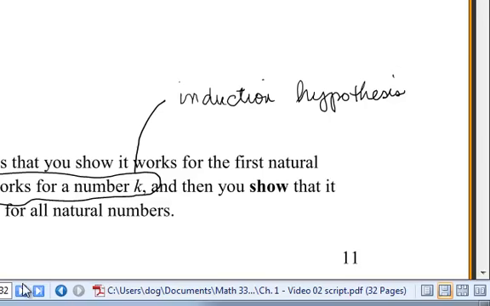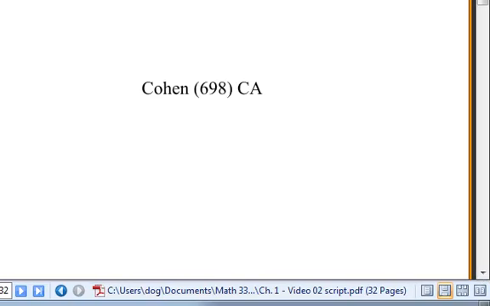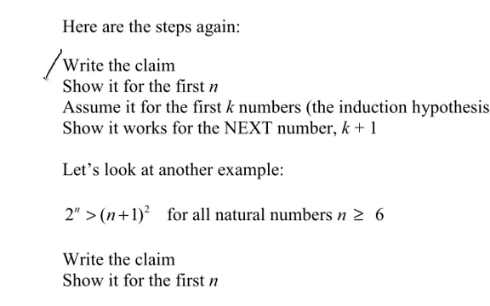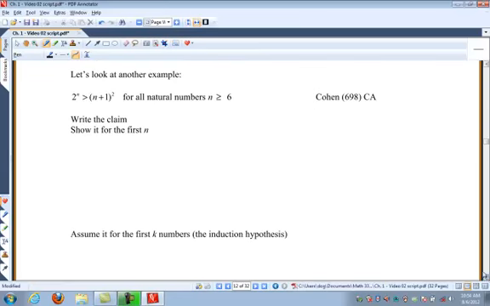Okay, let's keep going with this. Here are the steps. Write the claim if you need to, and show it for the first n. That's step 1. Assume it for the first k numbers, that's the induction hypothesis, and then show it works for the next number in the domain and sequence, k plus 1. Let's look at another example. This one's not from the book. It is in fact by an author called Cohen.